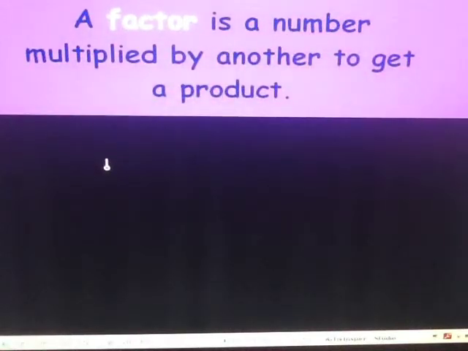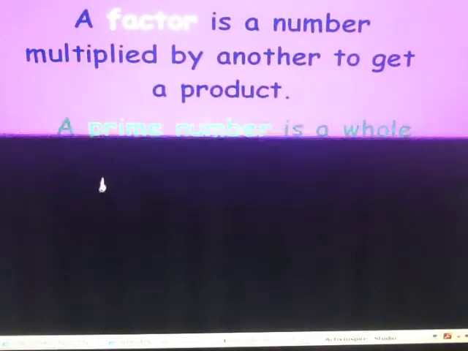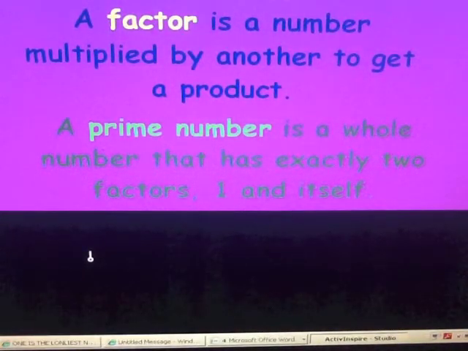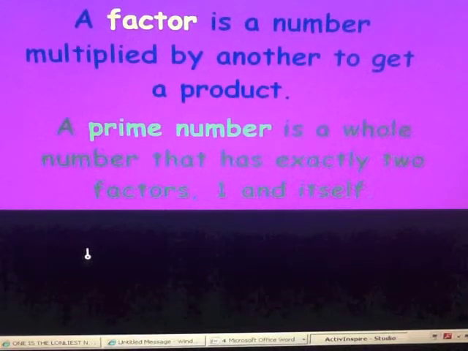Okay, a factor is a number multiplied by another number to get a product. For example, 2 times 3, 2 and 3 are factors that give you a product of 6. A prime number is a whole number that has exactly 2 factors, one and itself. 11 is an example of a prime number. The only factors that you can multiply to get 11 are 1 and 11. 7 is another example of a prime number. 1 times 7 will give you 7.